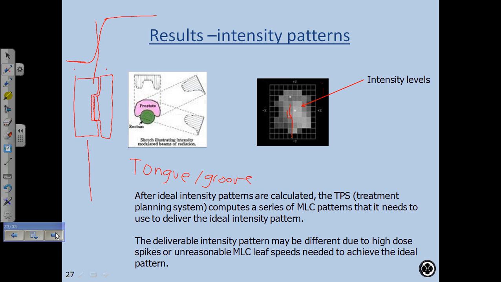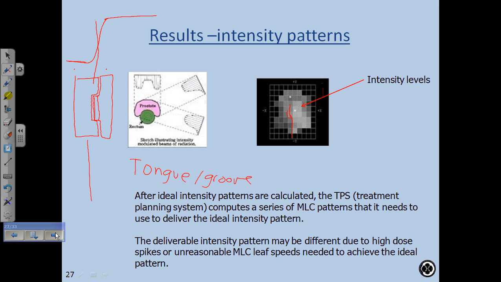And the more sophisticated MLC leaf sequencing algorithms can take that out, and they can avoid those situations, because you don't want a tongue here and a tongue here, because it will create that dark line. Okay, so that's another thing that is taken into account in the deliverable fluence.